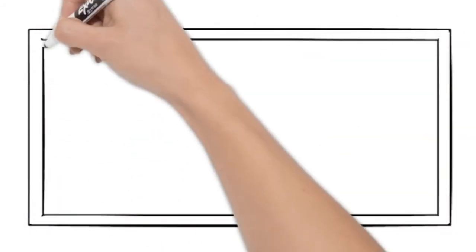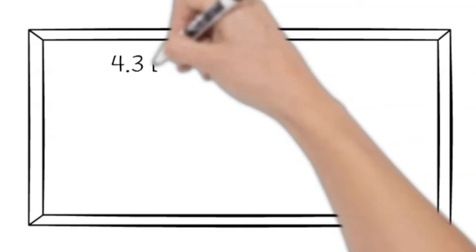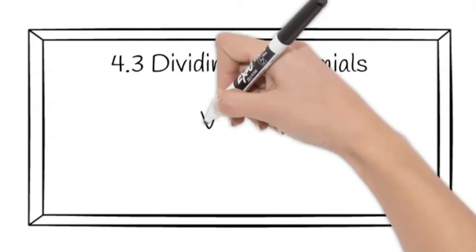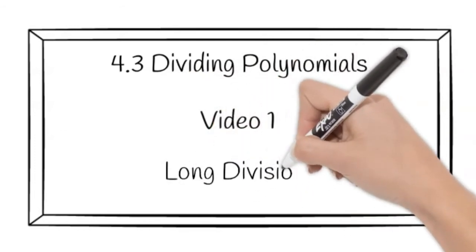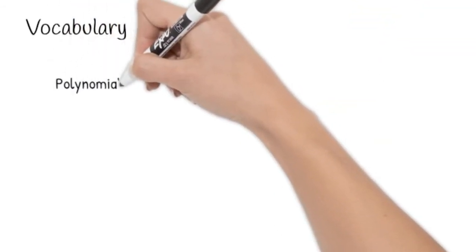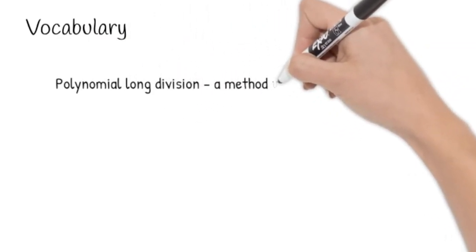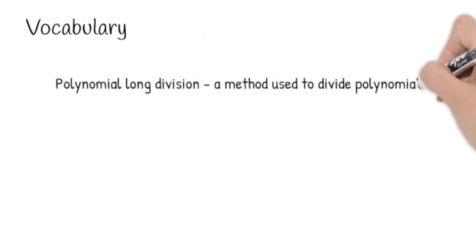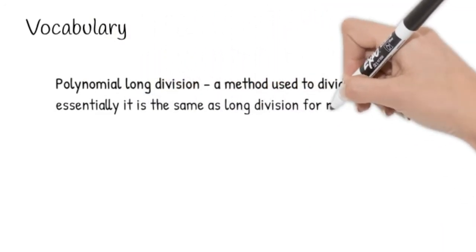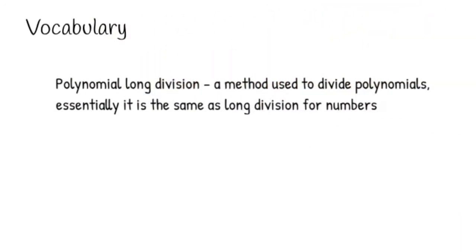This is 4.3, dividing polynomials. This will be video number 1. We're going to start by dividing using long division. Long division is just a method to divide polynomials. It is essentially the same as long division for numbers. It's been a long time probably since you've done long division, but maybe it will be like riding a bike.